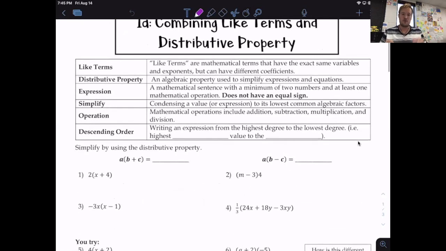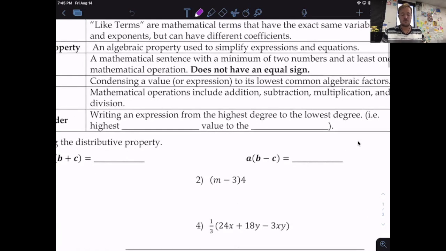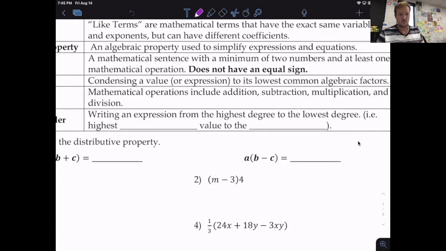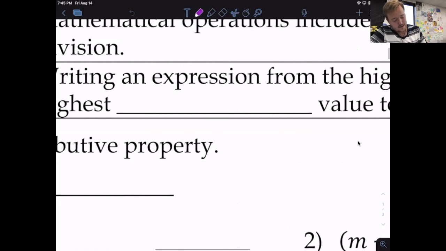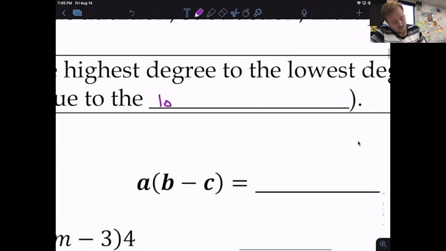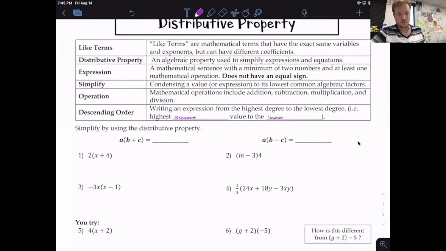So then we have what we call descending order, which we're going to cover in greater detail later on. But descending order is just an order in which we write our expressions. So for descending order, we want to write an expression from the highest degree to the lowest degree. So what that essentially means is we want to write it from the highest exponent to the lowest. So we'll cover that more in detail in a little bit.